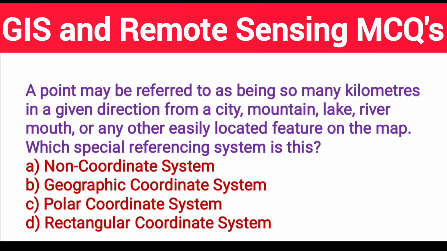Next question, a point may be referred to as being so many kilometers in the given direction from the city, mountain, lake, river mouth or any other easily located features on the map. Which special referencing system is this? Option A, non-coordinate system. Option B, geographic coordinate system. Option C, polar coordinate system. Option D, rectangular coordinate system. So the correct answer is option A, non-coordinate system.